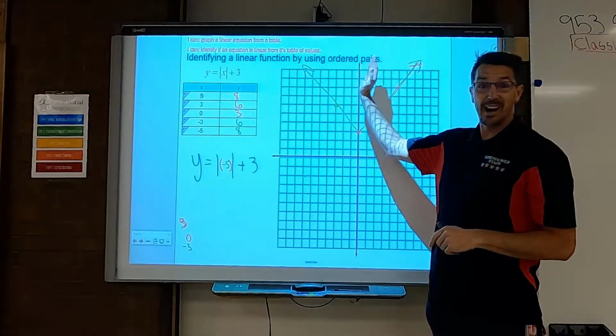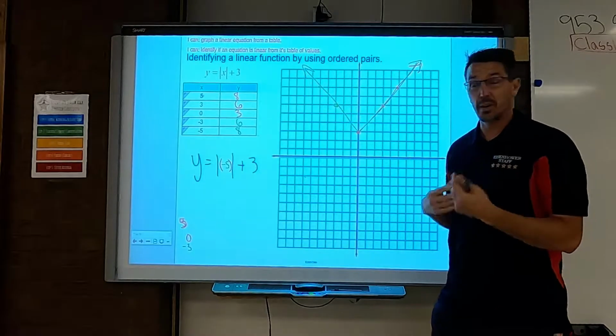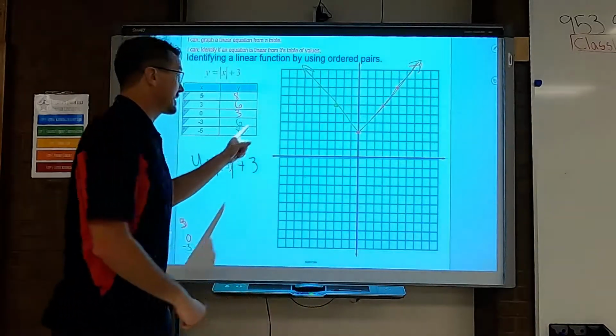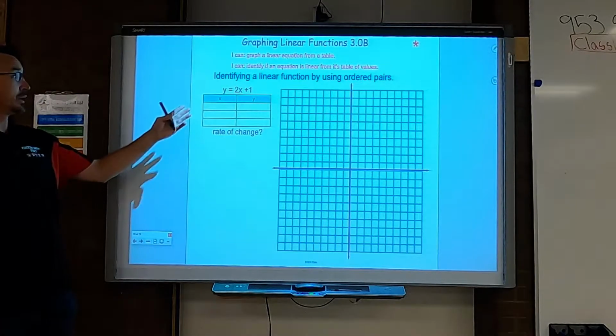By the way, this is not linear, right? This is a function, isn't it? So we've learned about those things. This is continuous. We've learned those things before. Okay, so here's another equation.